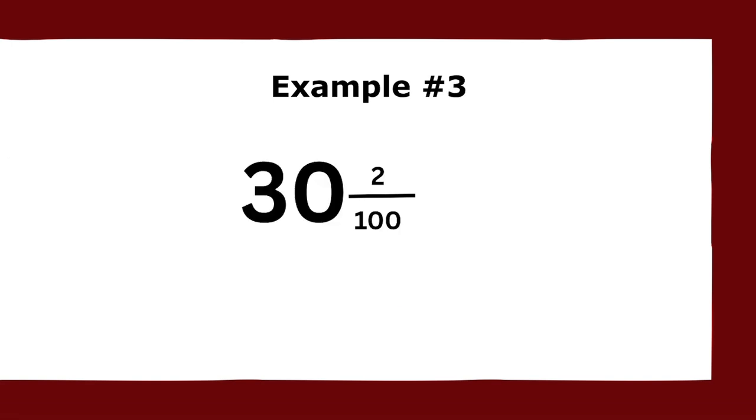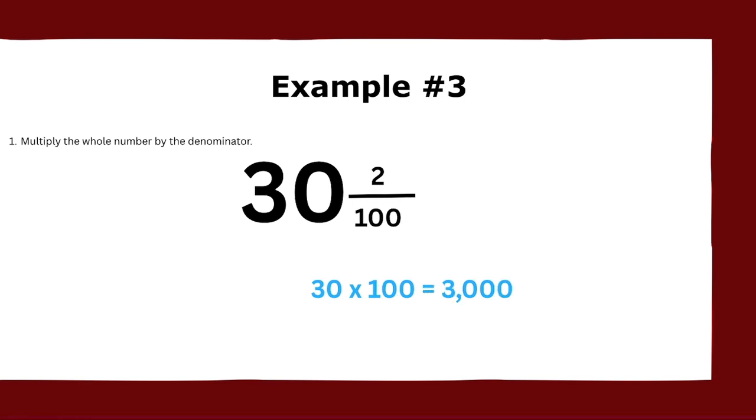And lastly, going on to our last example, I have 30 and 2 over 100. The very first thing I'm going to want to do is multiply the whole number by that denominator. So 30 times 100 gets me 3,000.